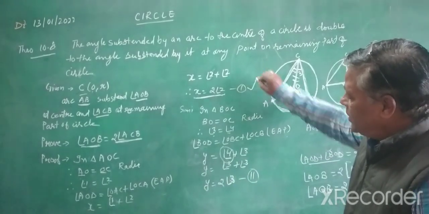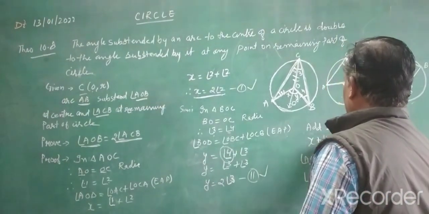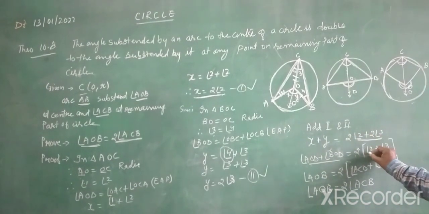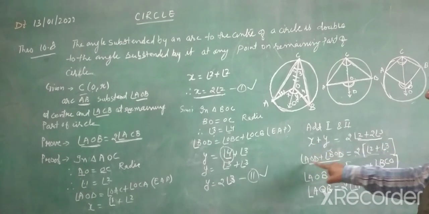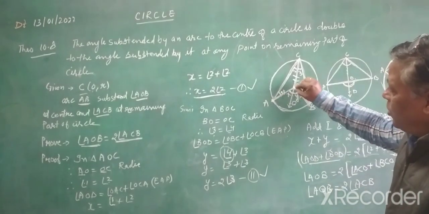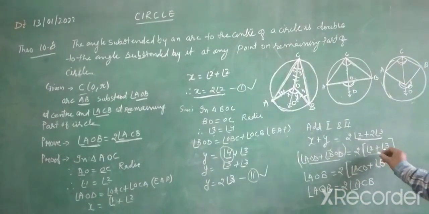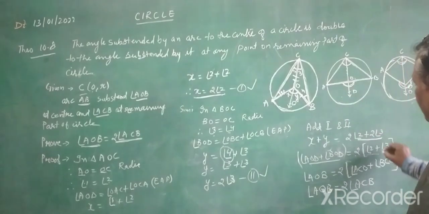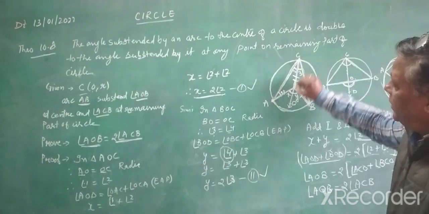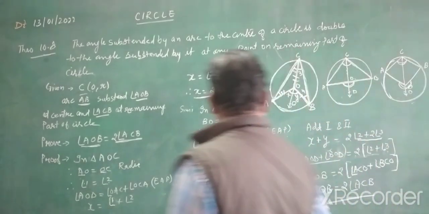Now we add equation number 1 and equation number 2. So x plus y equals twice angle 2 plus twice angle 3. We take 2 as common here, so 2 times angle 2 plus angle 3. This x is AOD and this y is BOD. When we add these two angles, AOD and BOD, that becomes AOB. Angle 2 is ACO and angle 3 is BCO. The sum of both angles, ACO plus BCO, becomes ACB. So angle AOB is twice angle ACB. This way we can prove this theorem.